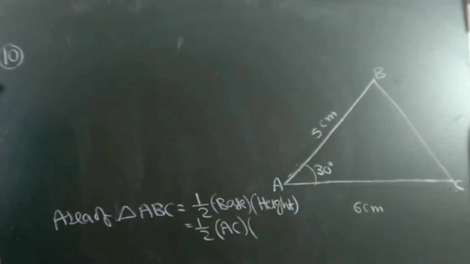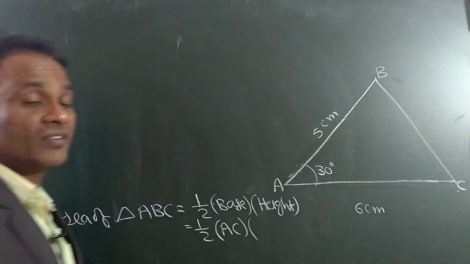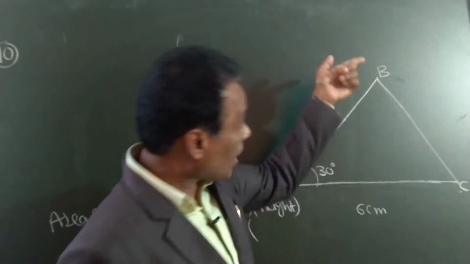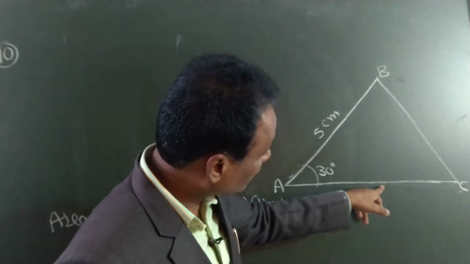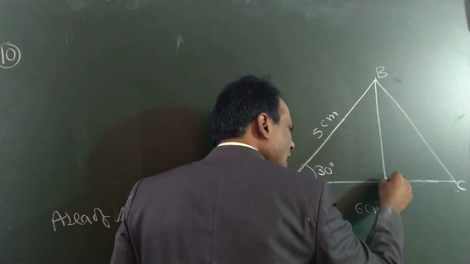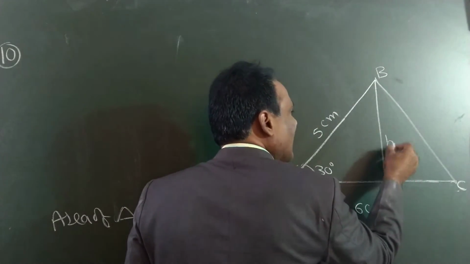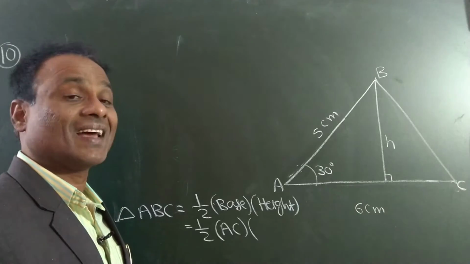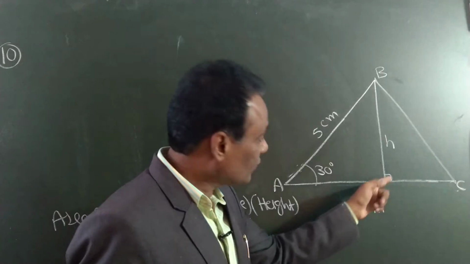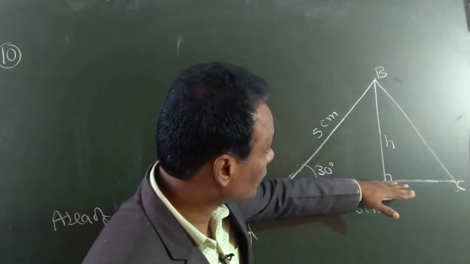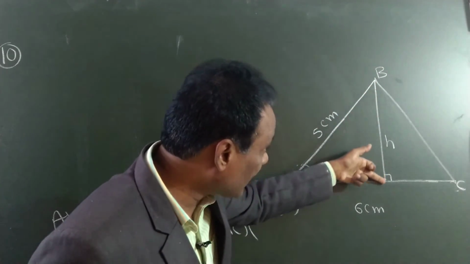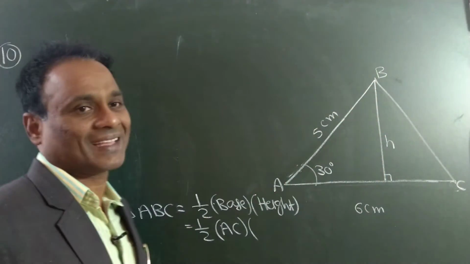First you should know the meaning of height. Height of a triangle means, if this is the base, see its opposite vertex. What is the opposite vertex for this base? B. From B, if you draw a perpendicular line, this is called height. What is the opposite vertex for AC? B. From B, if we draw a perpendicular line, that is called the height of the triangle.